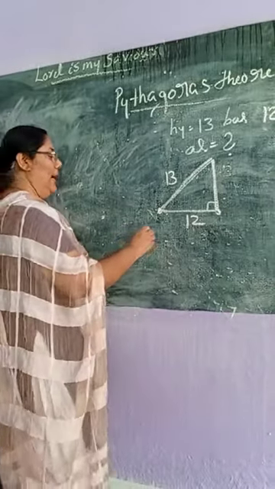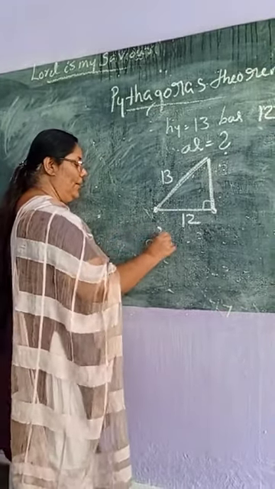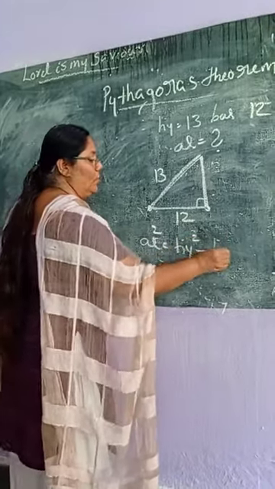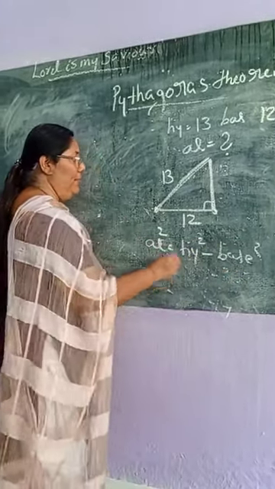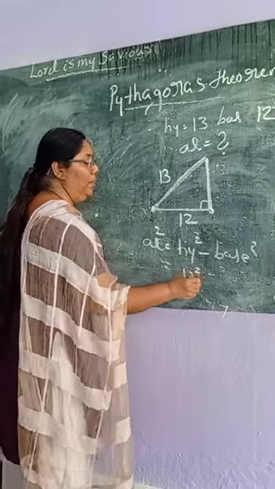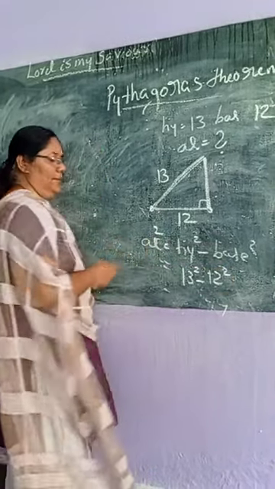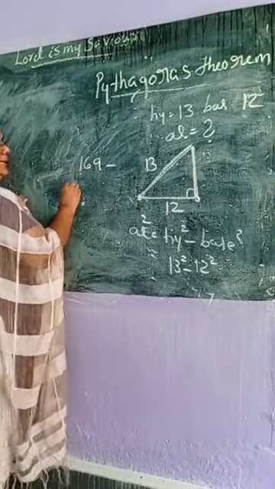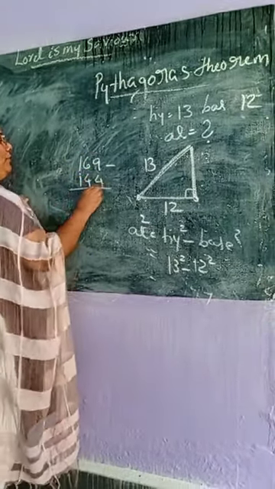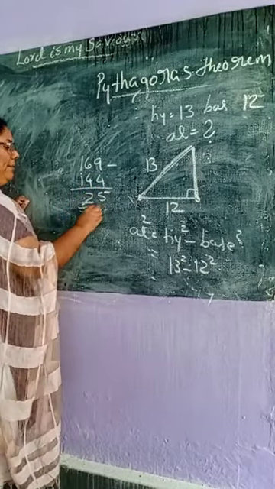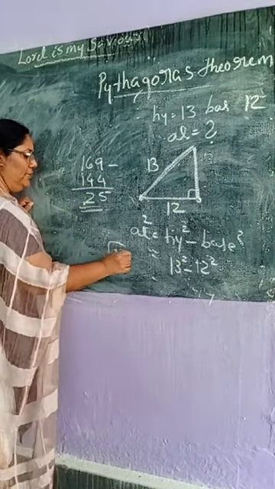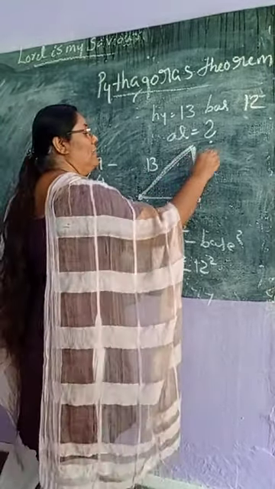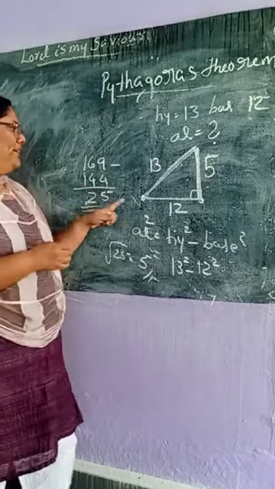How can you find the height? Altitude square is equal to hypotenuse square minus base square. Hypotenuse square is 13 square, minus base square, 12 square. 13 square is 169 minus 12 square is 144. The answer is 25. Therefore, root 25 is equal to 5. Therefore, what is the height? Height is 5.